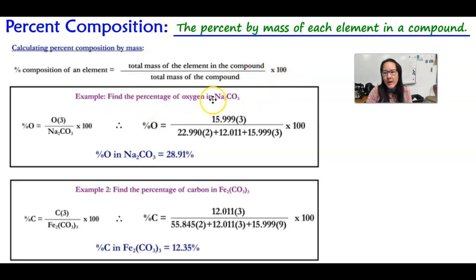For example, if I wanted to know the percentage of oxygen in sodium carbonate, then I would take the total number of oxygens, which is 3, and I would take the mass of oxygen times 3 divided by the mass of the whole compound sodium carbonate. So here it would be oxygen 15.999 times 3, and then divided by the total mass of the compound times 100, and we get that there's 28.91% oxygen in this compound.